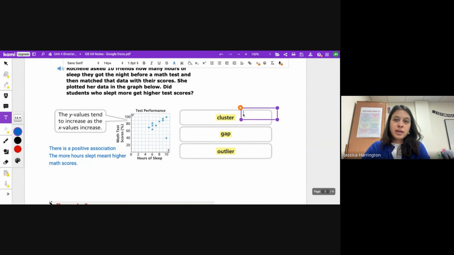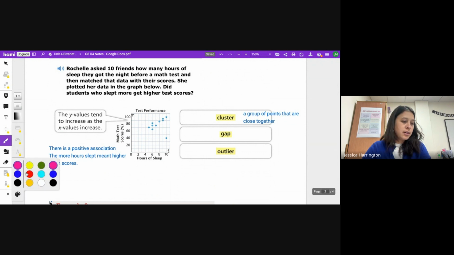So a cluster is a group of points that are close together. In our case, I'll do it in blue so you can see. This is our cluster because these points are all grouped together. So this is the cluster.